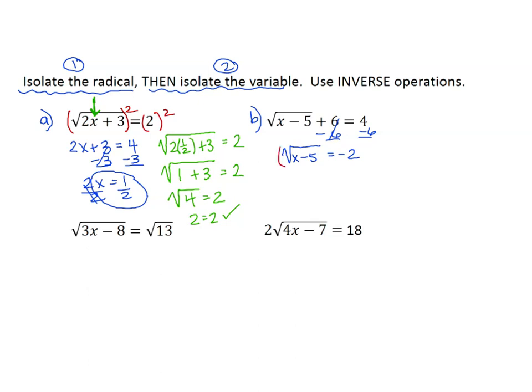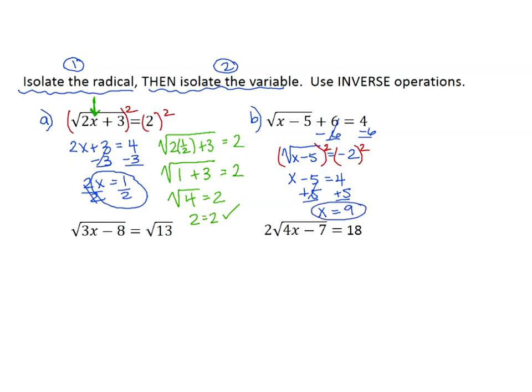So the inverse of square rooting would be to square. And then on the left, we would have x minus 5. On the right, -2 times -2 will give us a +4. And then this is a one-step equation, nice and easy. We get that x is equal to 9.